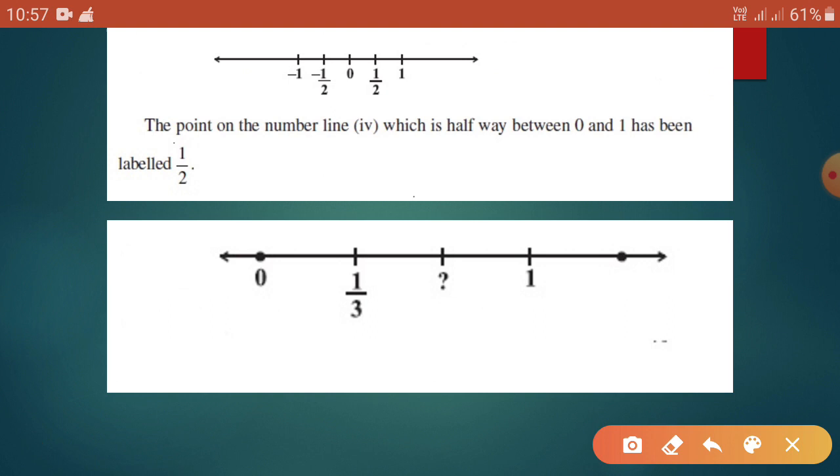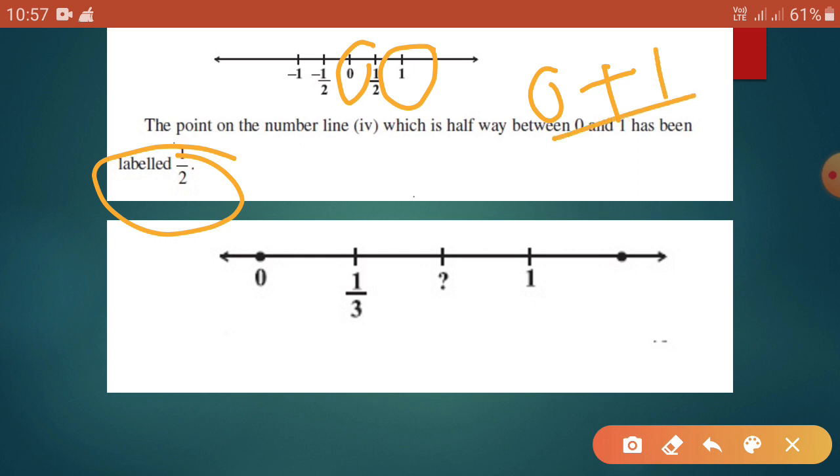So the point on the number line, which is halfway between 0 and 1, has been labeled as 1 by 2, as we know. What is the formula? 0 is a rational number, 1 is a rational number. If you want to find the rational number between these two rational numbers, what is the value? That is 0 plus 1 divided by 2. We have already learned this, so that is 1 by 2. So 1 by 2 is the rational number between 0 and 1.